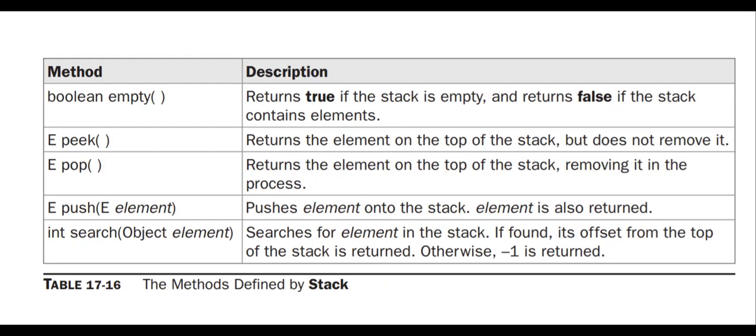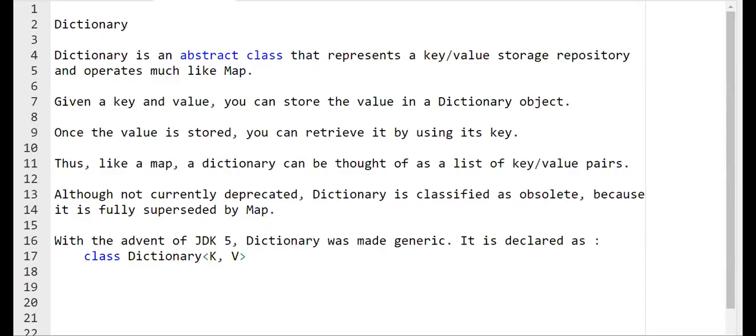The next data structure that is present in the legacy class is dictionary. The dictionary is an abstract class which represents a key value storage mechanism, and it operates like a map, which we have already discussed. So given a key and a value, we can store both of them in the dictionary object. So once a value is stored, it can only be retrieved using its key. Just like a map, dictionary can be also thought of as a list of key value pairs.